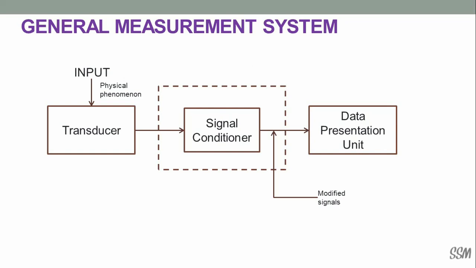Next, we'll discuss the general measurement system. It consists of input, a physical quantity to be measured, a transducer which measures the physical quantity and sends the output to signal conditioning equipment or a signal conditioner. The output of the signal conditioner is presented as output to a display device or a recorder.